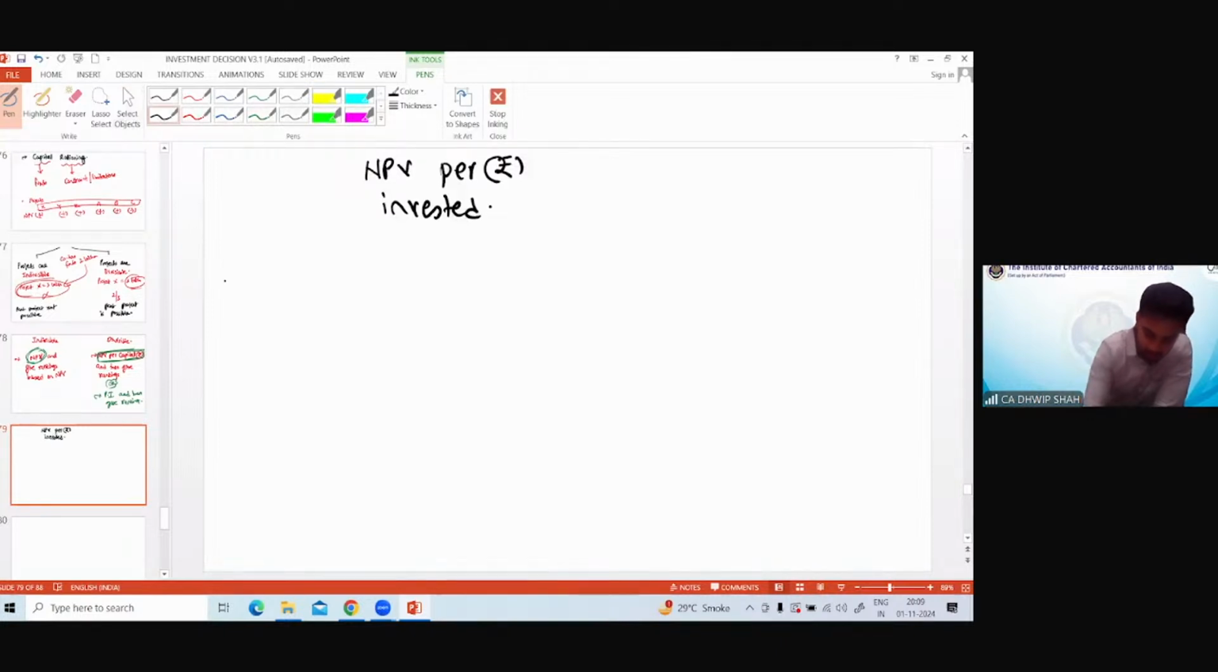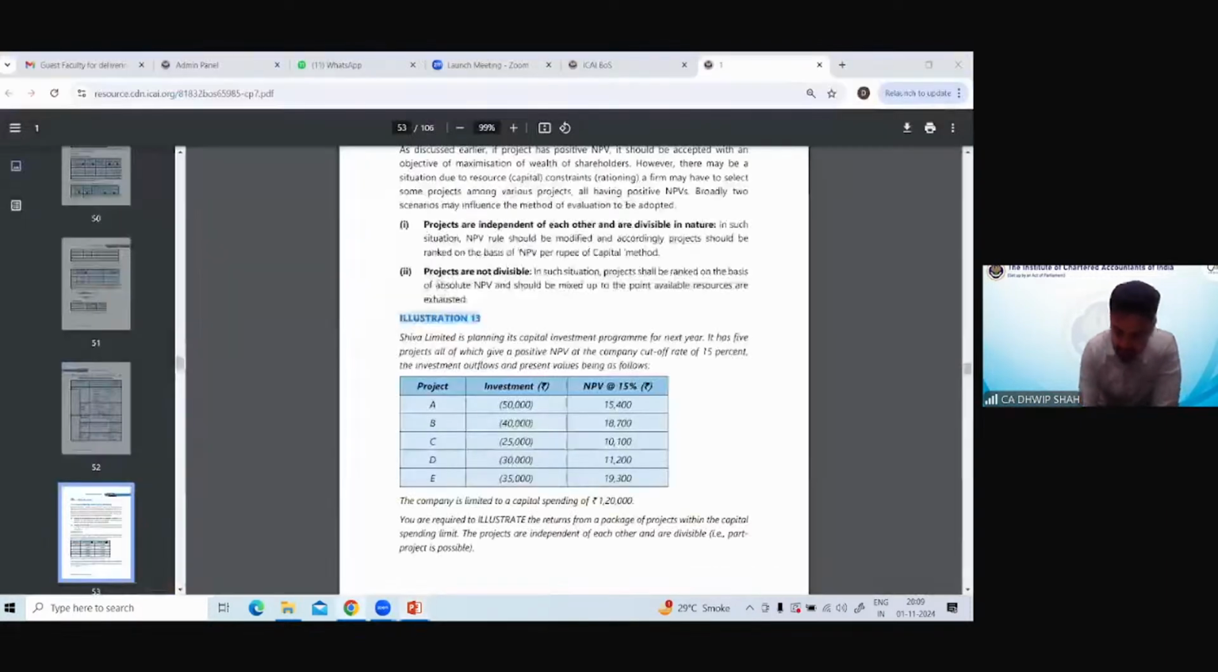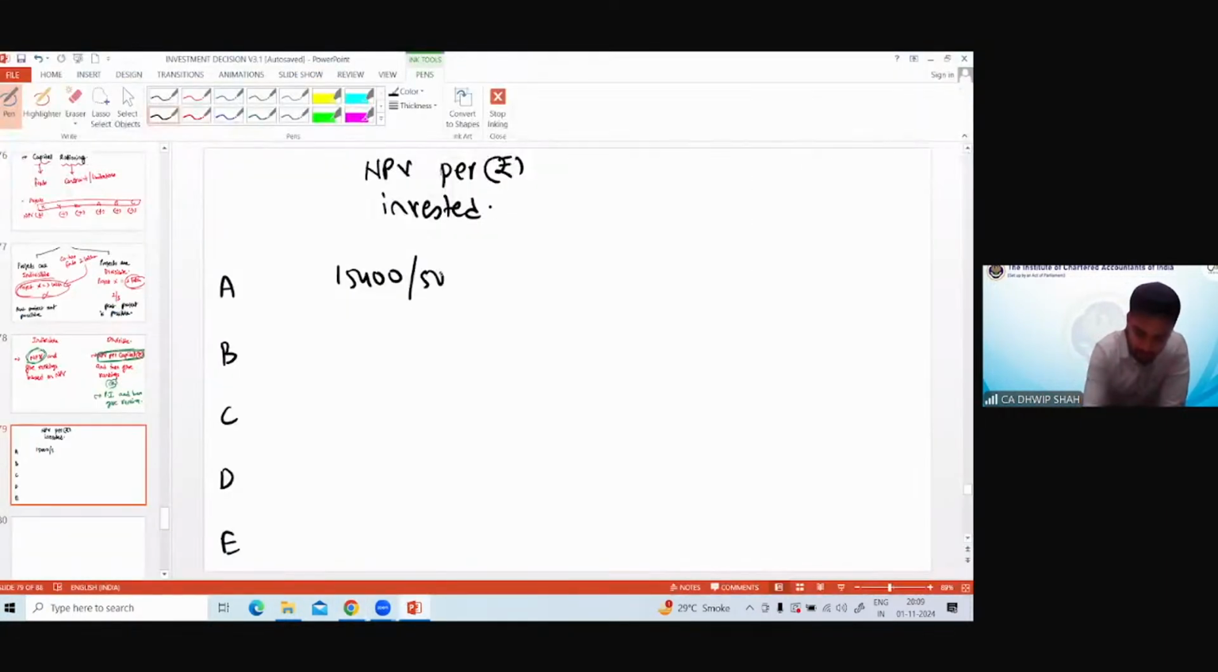Take projects A, B, C, D, E. Project A's NPV is 15,400 and its investment amount is 50,000. So how much is my NPV per rupee? 15,400 divided by 50,000 is 0.308. NPV per rupee means 1 rupee of investment is generating NPV of 0.308. This is how you interpret this.